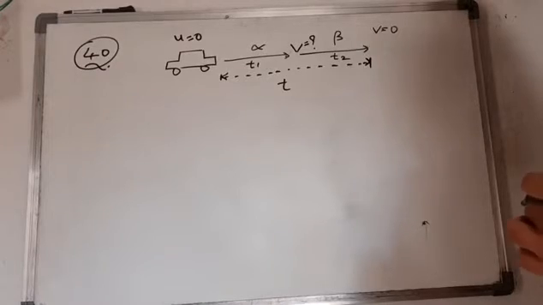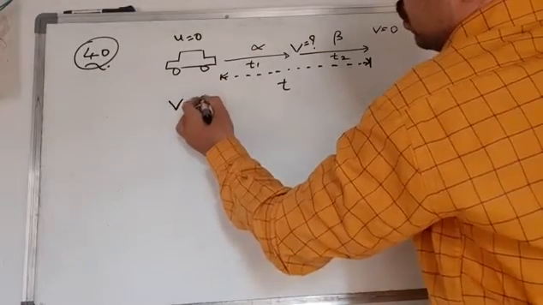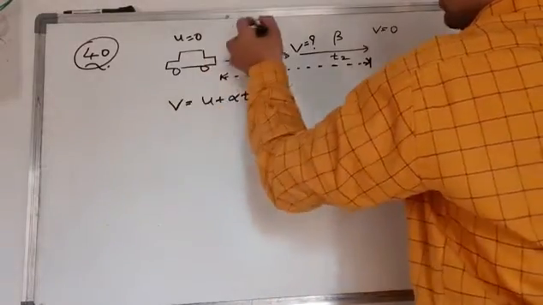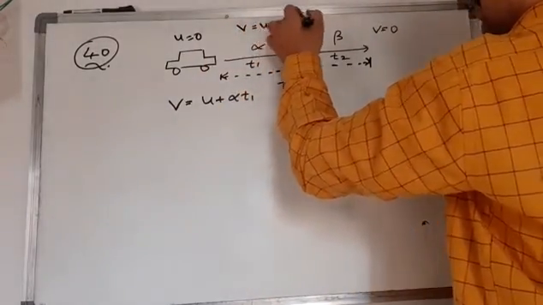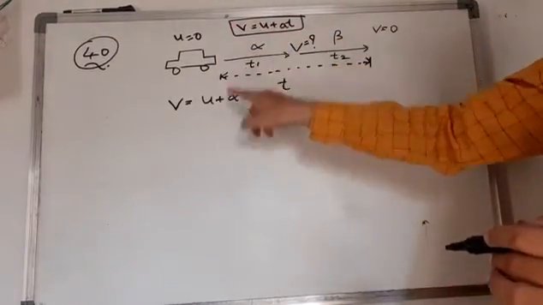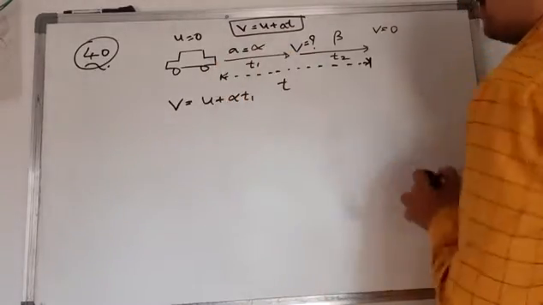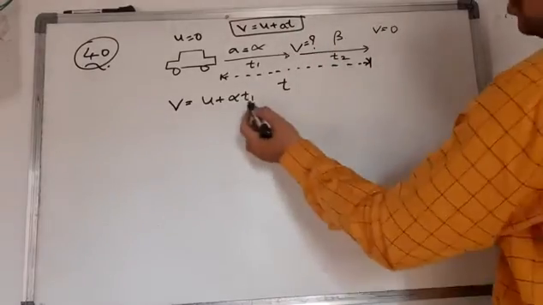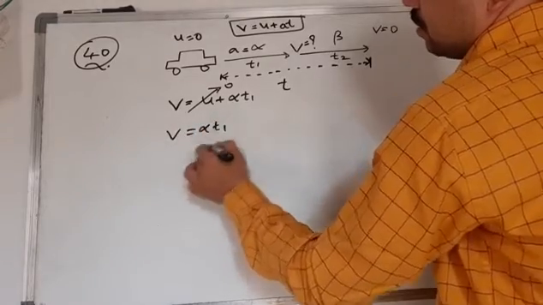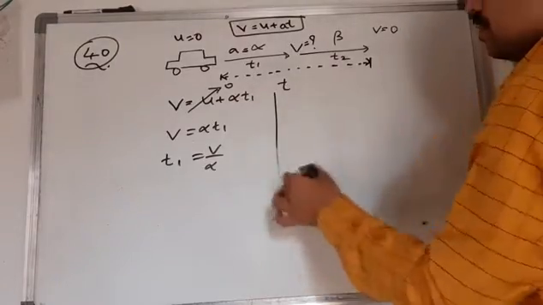So for this final velocity, the equation will be v is equal to u plus alpha t1, because we are using the formula v is equal to u plus at. Here a is acceleration, alpha, and t is t1. But u is 0. So v is equal to alpha t1. So t1 is equal to v by alpha. This is number 1, first case.